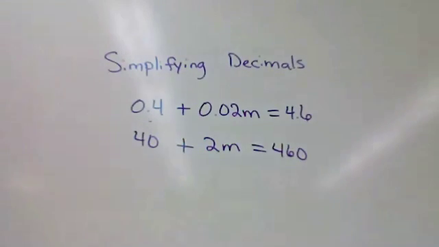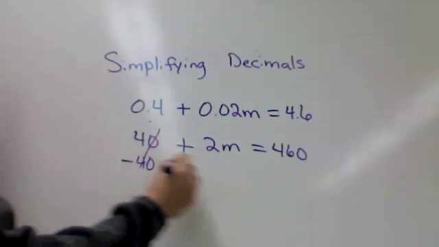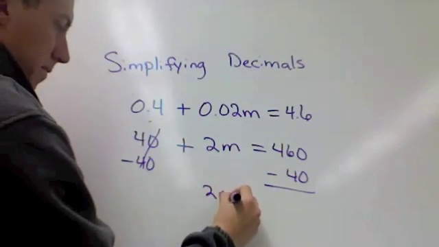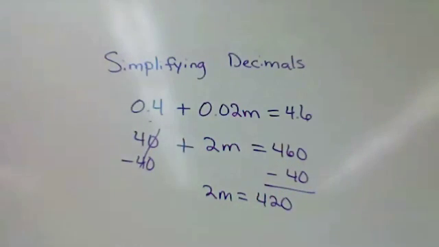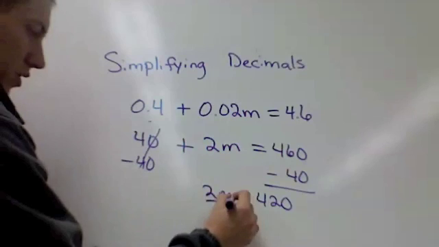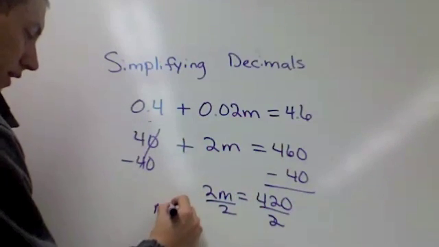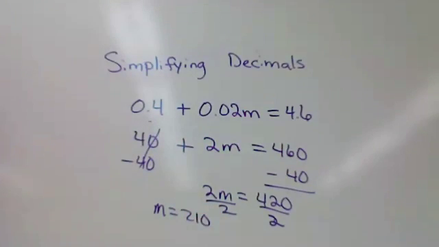Now we have something that's a little bit more manageable. We'll subtract 40 from both sides, and we're going to get 2m equals 420. Now that we've done that, we can divide both sides by 2, and we're going to come out to a final answer of 210.